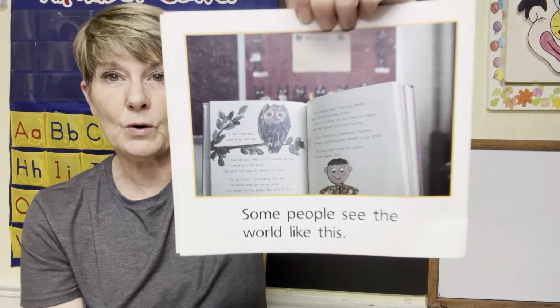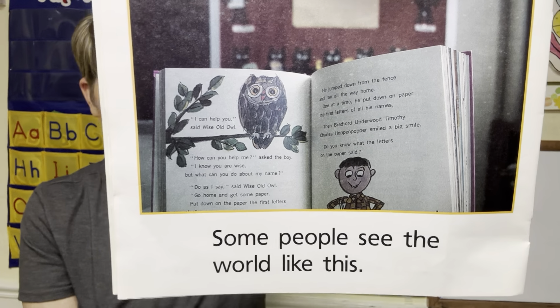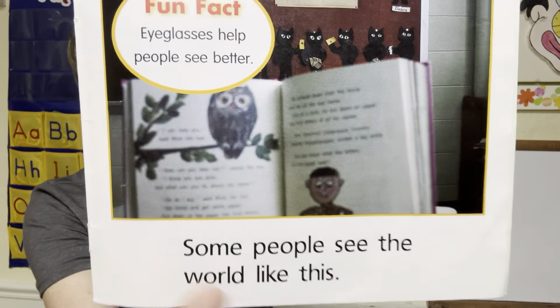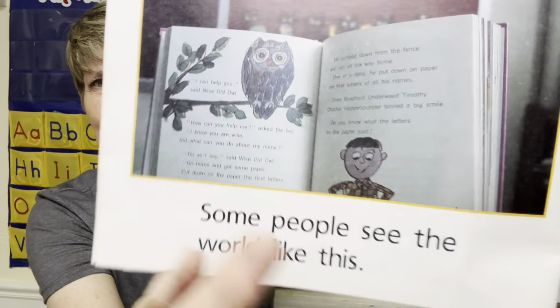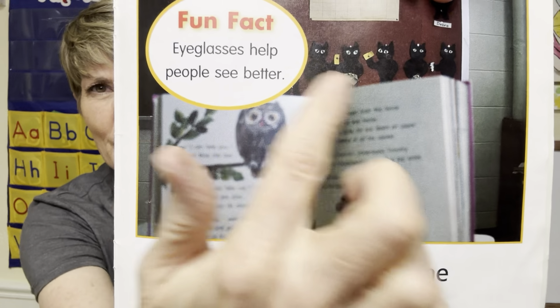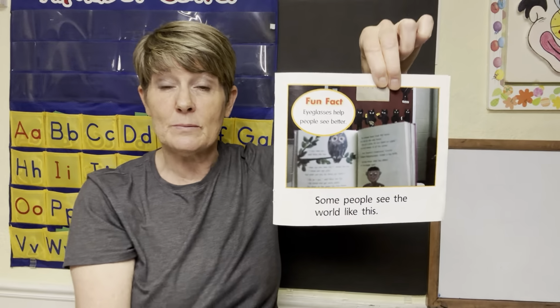Some people see the world like this. Is it kind of a little more black and white? And look how clear everything is. Some people see things like this. Look at the difference. Can you see that owl has big eyes that are easy to see and the boy's easy to see, but now they're kind of blurry. Did you know that eyeglasses can help people to see better?